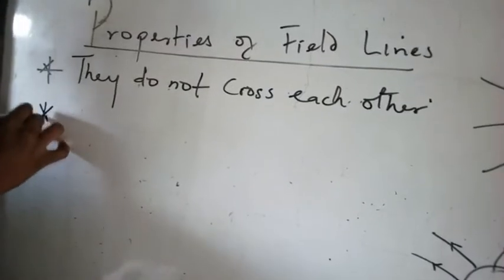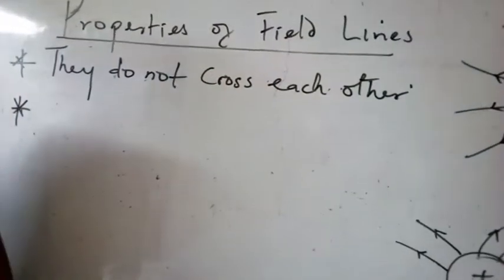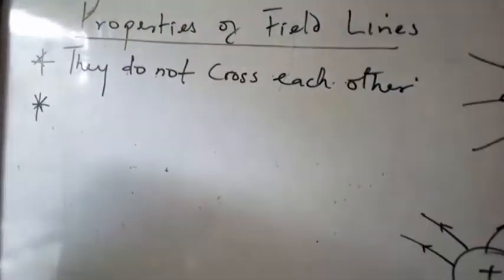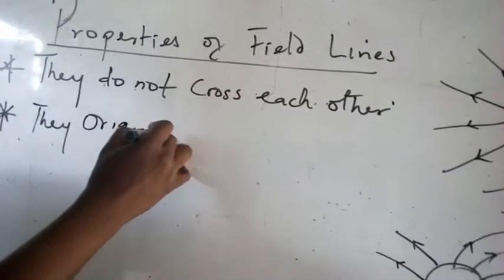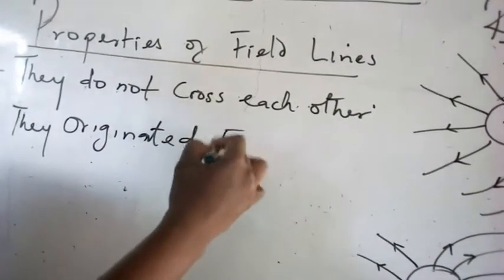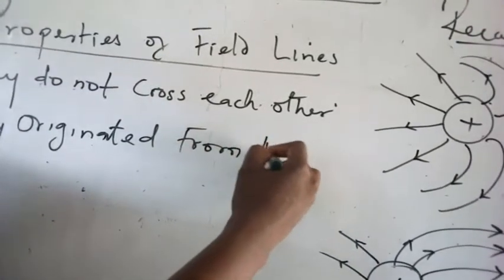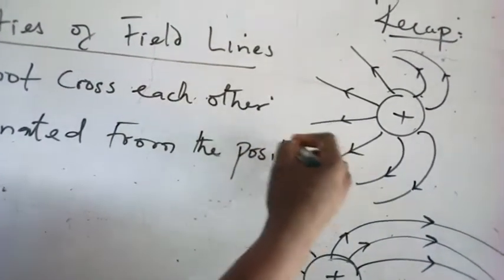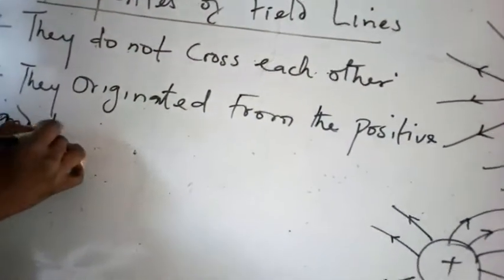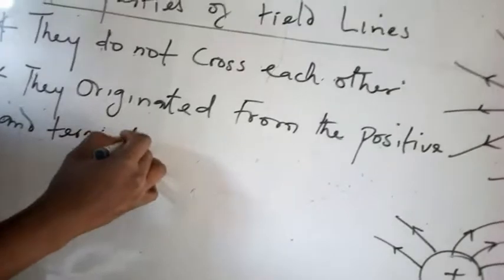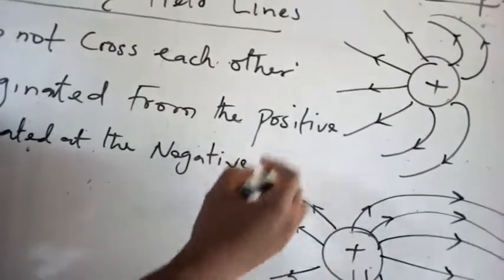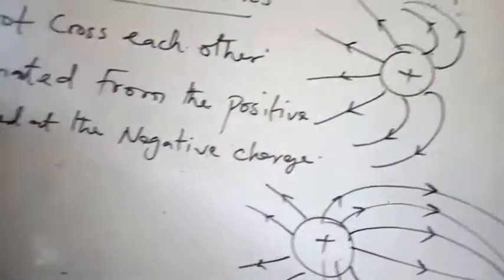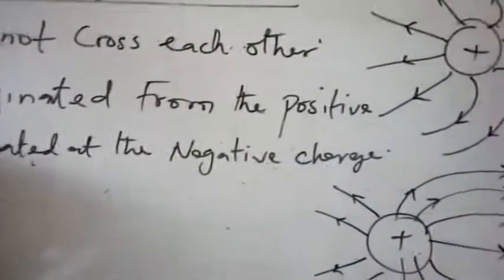Now let us look at another one of the properties. They originate from the positive charge and terminate at the negative charge. That's what you notice, from the last class. They originate from the positive charge and terminate at the negative charge, from what I explained.